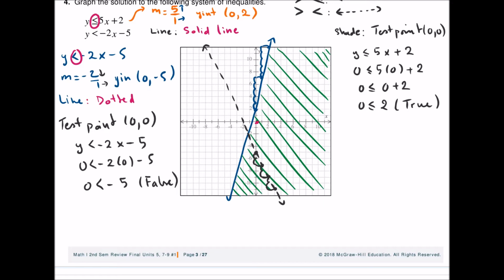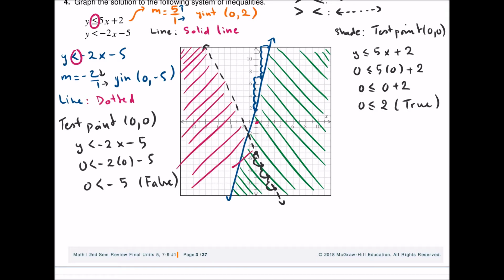0, 0 is on the right side of the black dotted line, so you're gonna shade everything on the left side of that equation, since the statement is false. Okay, so the solution set will be the part where the two lines overlap on top of each other. So the solution is gonna be right at this section. Solution.